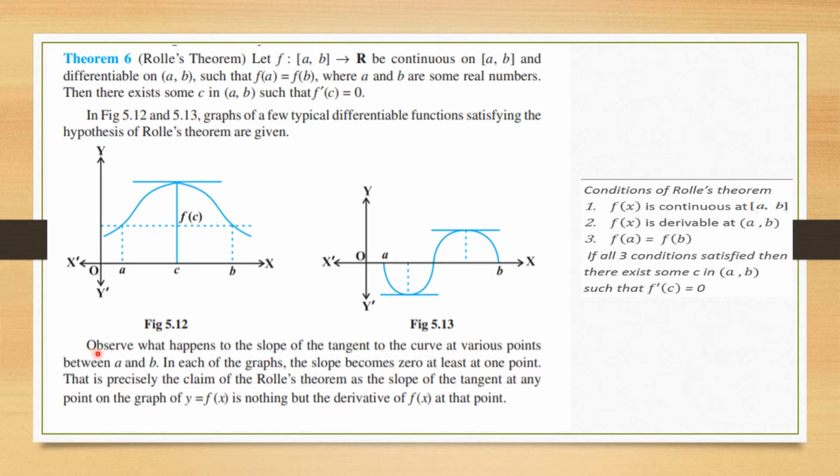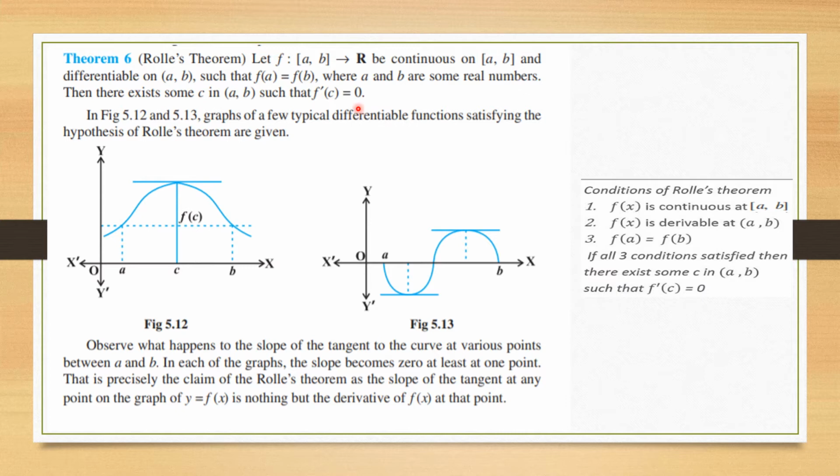So let us understand what is Rolle's theorem. Rolle's theorem states that let f be a function mapping from the closed interval [a, b] to R, be a continuous function on the closed interval [a, b] and differentiable on the open interval (a, b) such that f(a) is equal to f(b), where a and b are both real numbers, then there exists some c in this open interval (a, b) such that f'(c) is equal to 0.